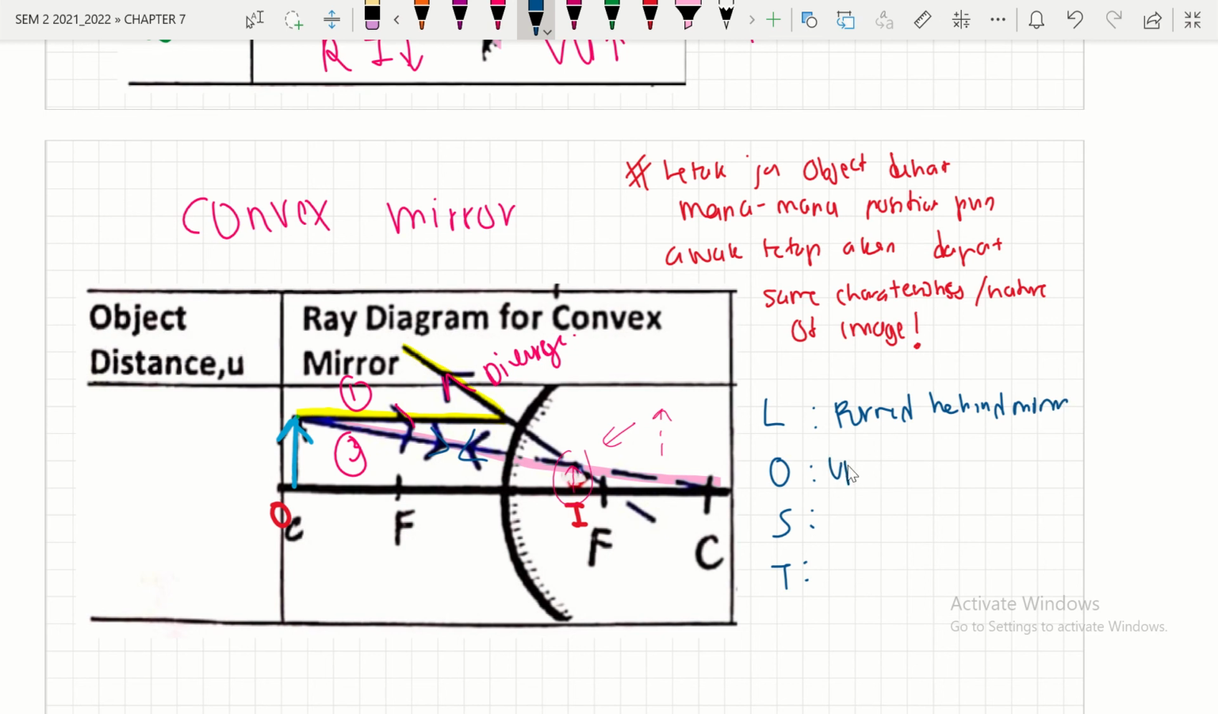Orientation dia upright. Kenapa dia upright? Sebab dia form behind mirror. Okay, size of the image of course diminish, nampak sangat dia mengecil. And type of image dia, ingat partner upright apa? Partner upright adalah virtual. Okay, that's all for how to draw ray diagram for concave mirror and convex mirror and the characteristic of image forms.